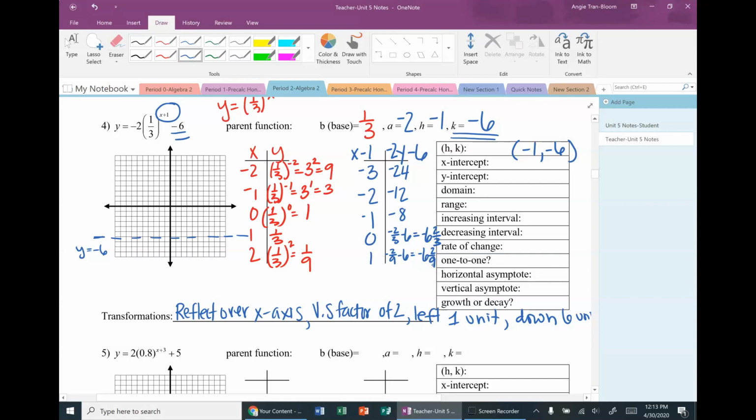Okay, so let's plot. -3 is -24. I do not have -24 tick marks, so I'm just going to go all the way down here, and I'm approximating that as a negative 24. Negative 2, negative 12, I can make 2 tick marks, no big deal there. Negative 1 and negative 8, yep, totally plot that. 0 is negative 6 and 2/3, so it's right here somewhere. And 1 is negative 6 and 2/9, so it's closer and closer to your asymptote.